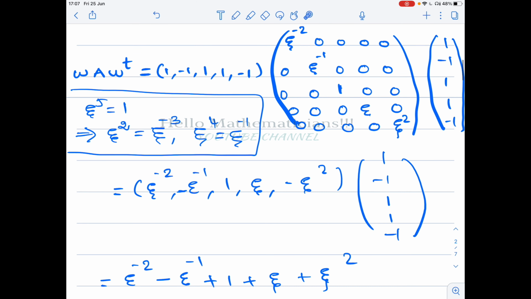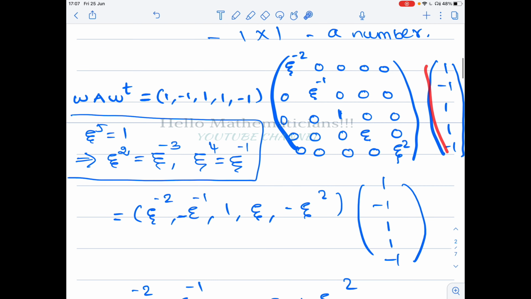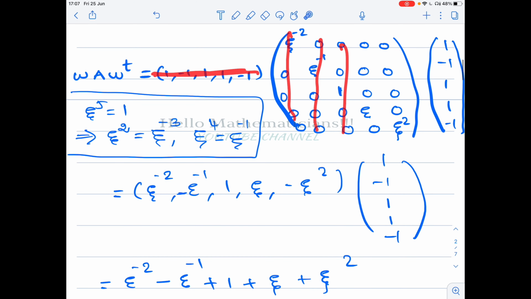So W A W transpose equals, this is my W, this is my A, this is my W transpose. Now I multiply this vector. It is a 1 cross 5 vector into a 5 by 5 matrix. I'll multiply this row into this column, then this row into this column, and so on. This row into this column will give me theta power minus 2. This row into this column will be theta power, there is a minus 1 here, minus 1 into theta power minus 1, you get minus theta power minus 1.